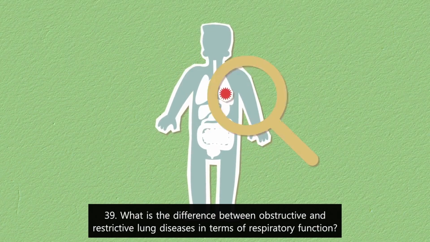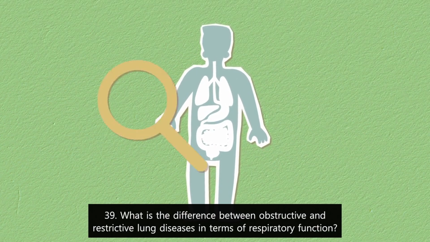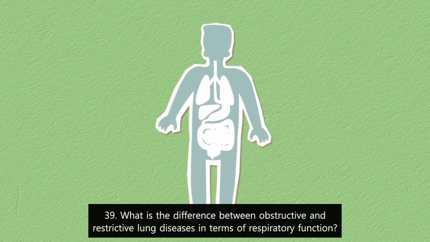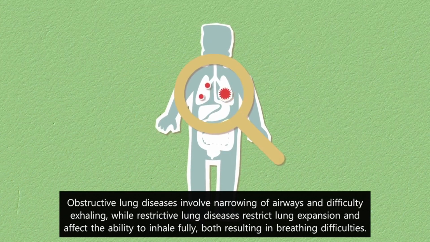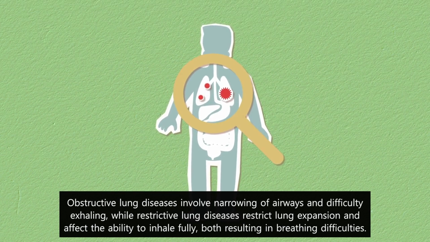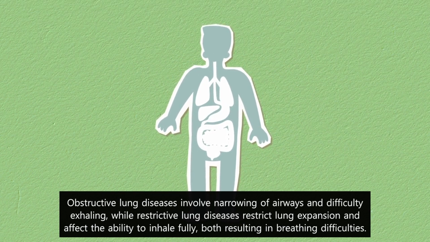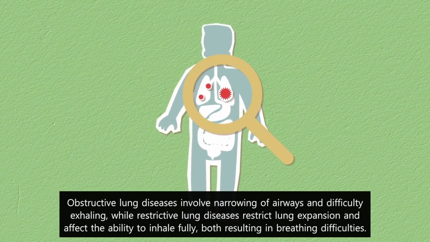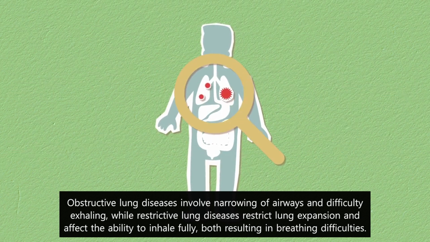39. What is the difference between obstructive and restrictive lung diseases in terms of respiratory function? Obstructive lung diseases involve narrowing of airways and difficulty exhaling, while restrictive lung diseases restrict lung expansion and affect the ability to inhale fully, both resulting in breathing difficulties.